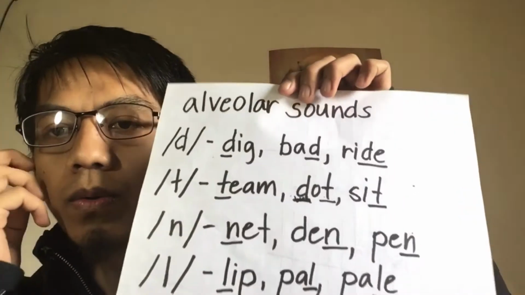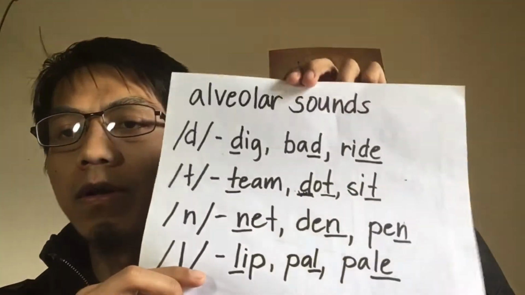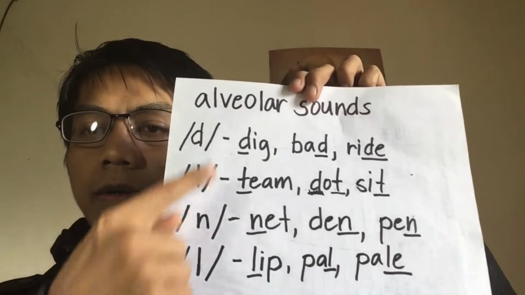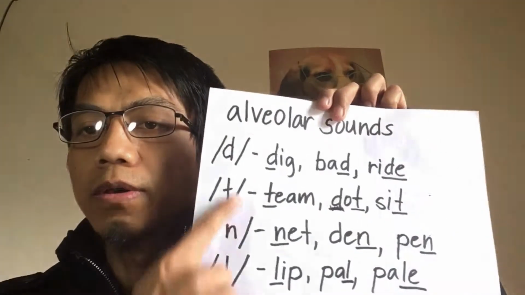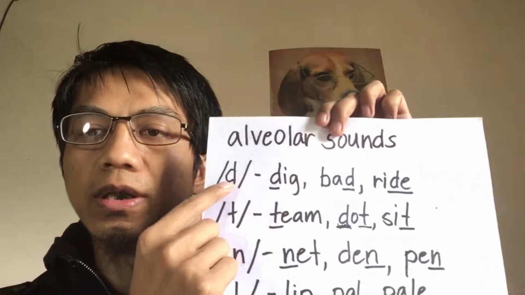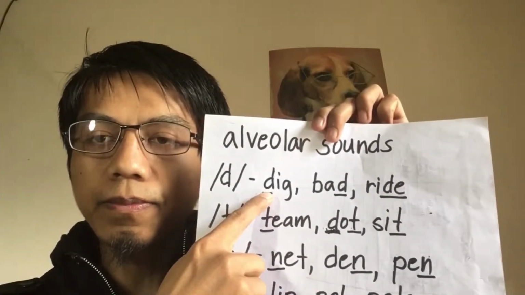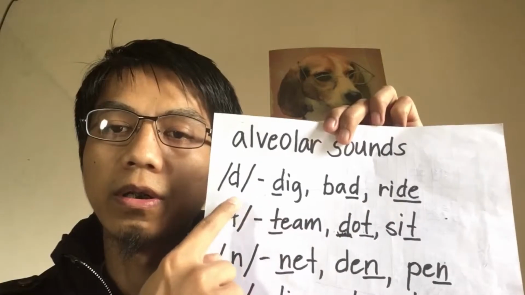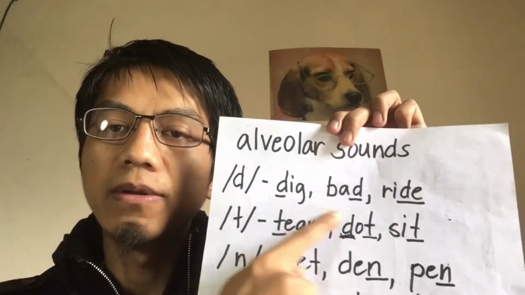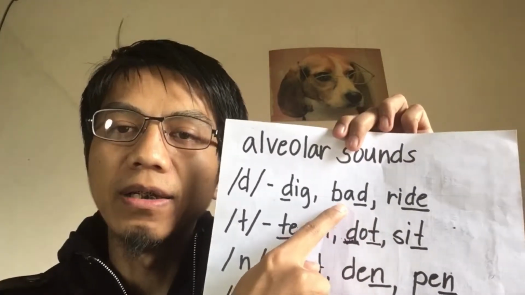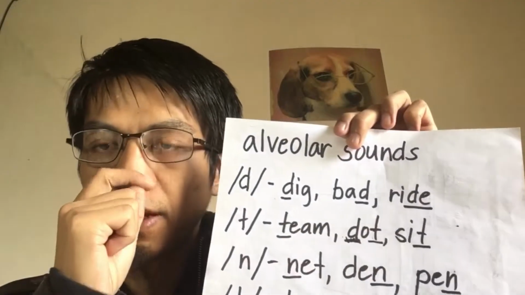So first, let me show you examples of words which contain alveolar sounds. These sounds here are called alveolar sounds. The D sound is an alveolar sound, and these are words containing the D sound. The first sound of the word dig is an alveolar sound. The last sound of the word bad is an alveolar sound. Also, the last sound of the word ride is an alveolar sound.